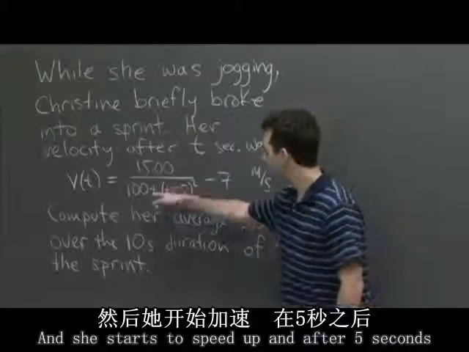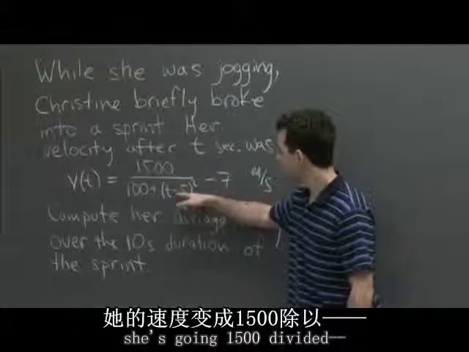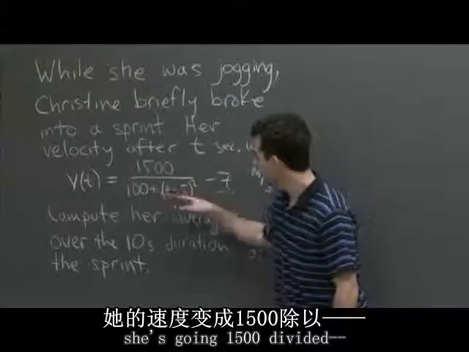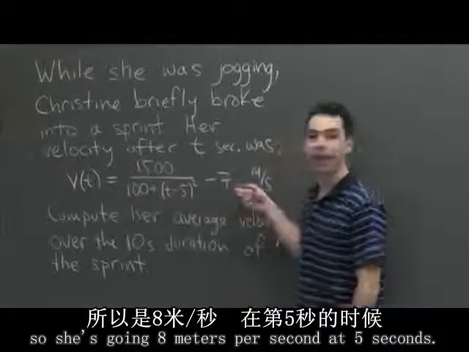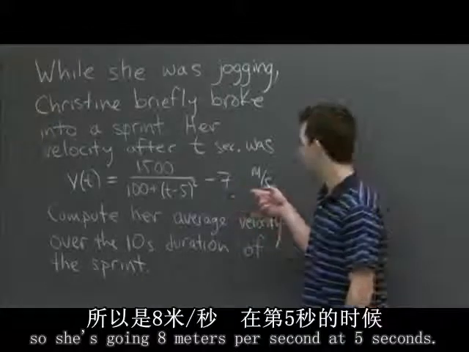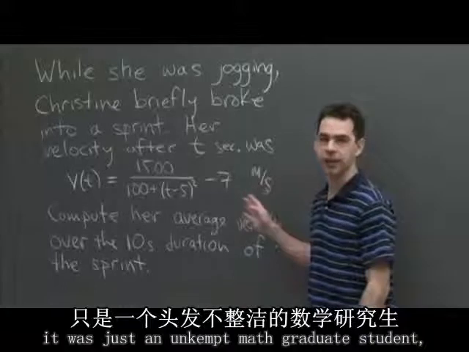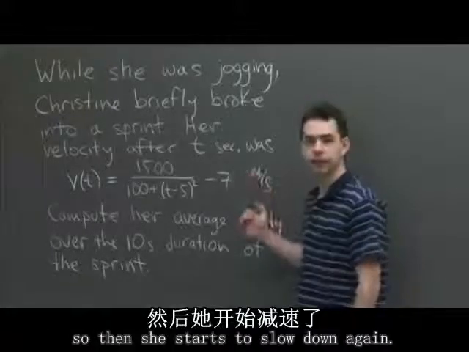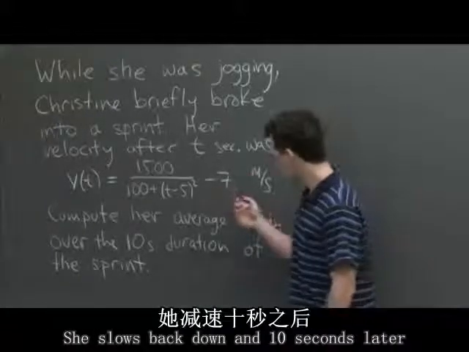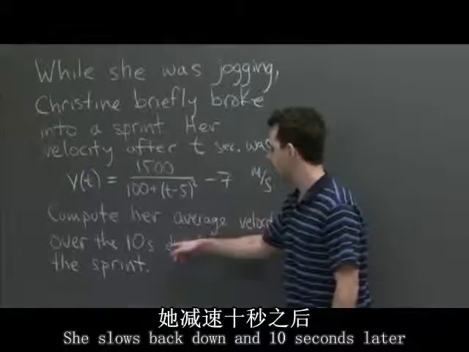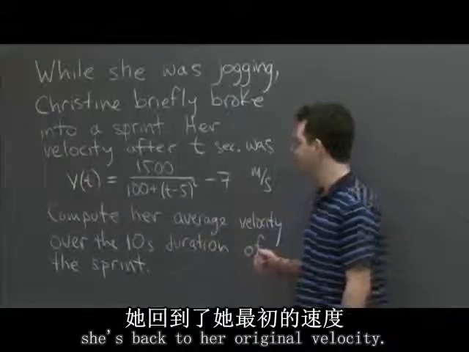And she starts to speed up. And after 5 seconds, she's going 1,500 divided, well, this is 0, so that's 15. So she's going 8 meters per second at 5 seconds. And then she looks over her shoulder and she sees, oh, no, it wasn't a bear. It was just an unkempt math graduate student. So then she starts to slow down again. She slows back down, and 10 seconds later, she's back to her original velocity.